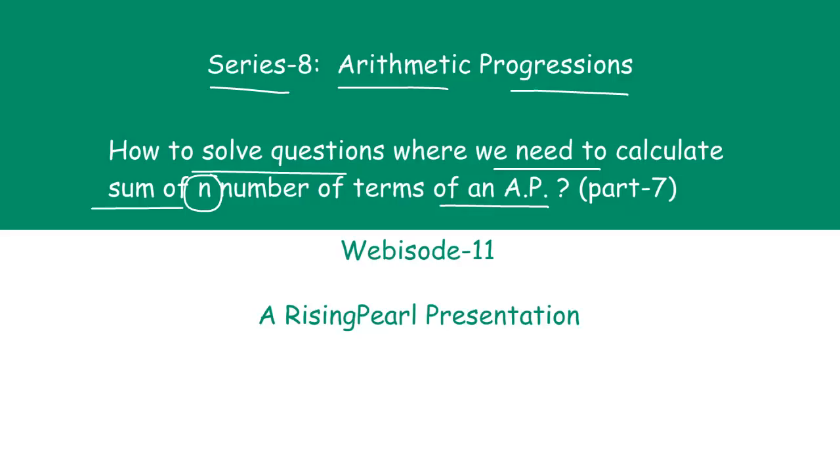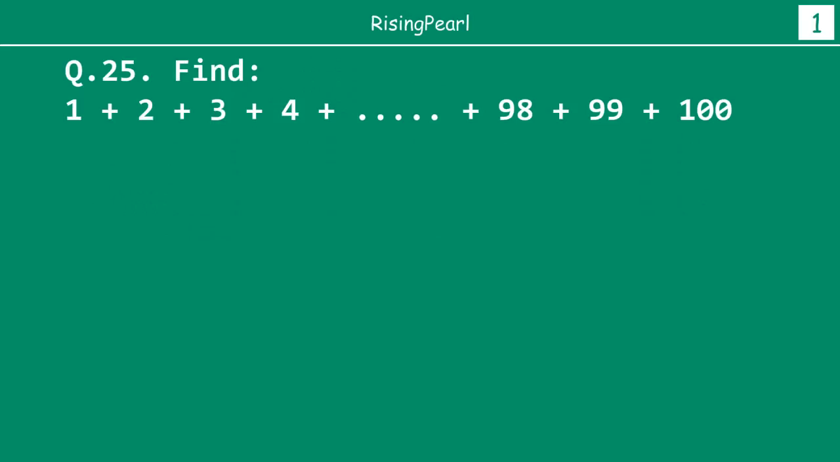So let's begin by taking a look at how we solve questions where we may need to find the sum of the first n number of terms. We are going to begin with this question: find 1 plus 2 plus 3 plus 4 plus ... plus 98 plus 99 plus 100, which essentially means find the sum of the first 100 whole numbers.